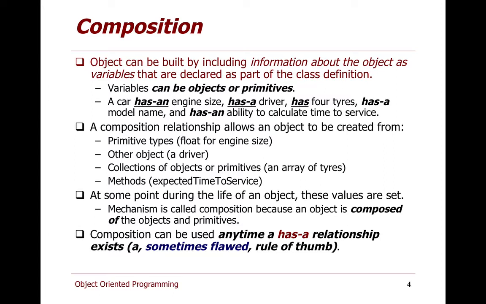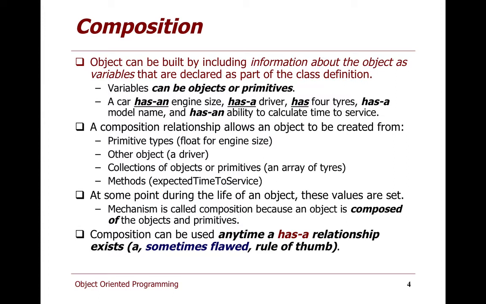At some point during the life of an object, the values are set. We know that the values of instance variables are set after the constructor is fired and the object is placed on a heap. The mechanism is called composition because the object is composed of these objects and primitives. So composition is used anytime, and this is a rule of thumb, the has-a relationship exists. And we should second guess ourselves every time we're stating this. Okay, we should ask ourselves the question, object A has an object B. Is that true? And if it's not true, or it's not always true, we should think long and hard about what we're doing.